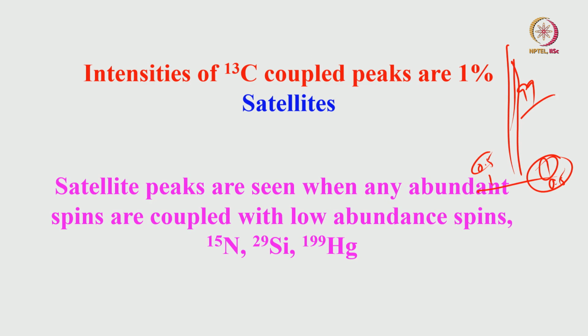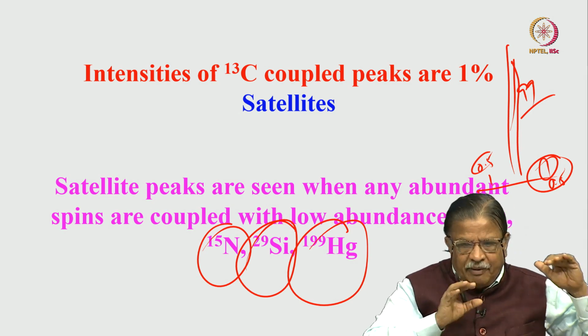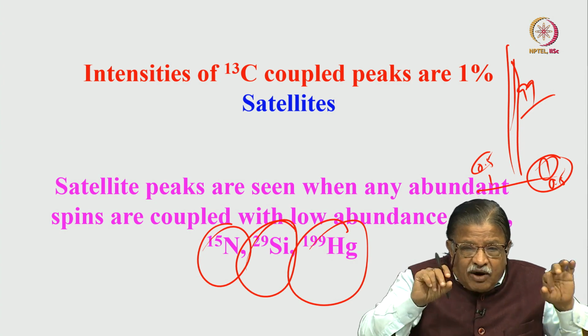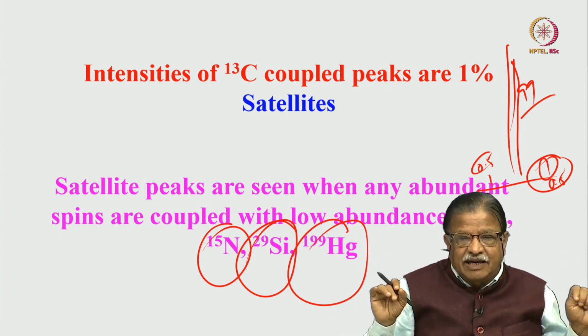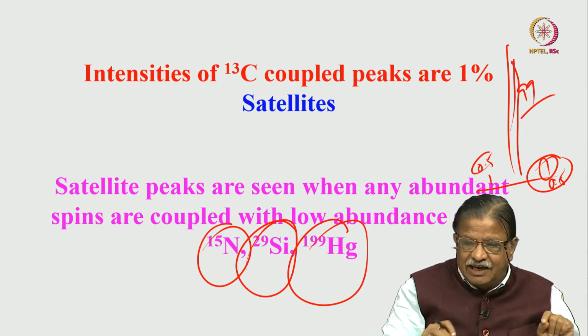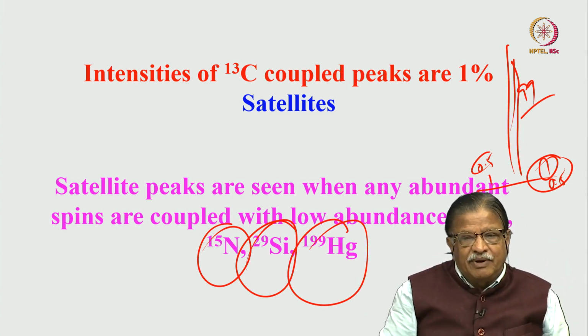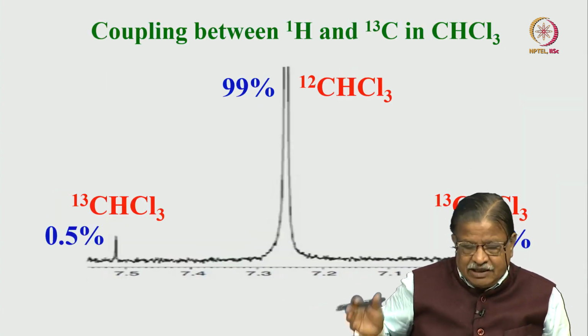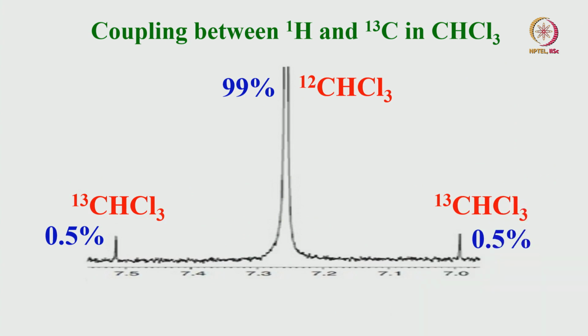Satellite peaks are seen when an abundant spin is coupled to a low abundant spin like nitrogen 15, silicon, mercury, etc. You will see examples of that. I hope you understood. When you have an abundant spin coupled to a rare spin, the splitting is seen as small weak peaks on either side of the main peak, and they are called satellites. If you analyze the satellite spectrum, you will get the coupling between the proton and the coupled spin which gives the signal as satellite.